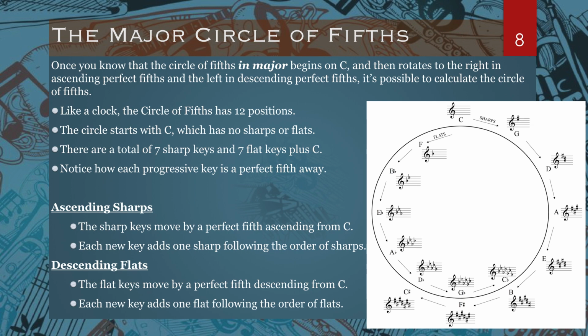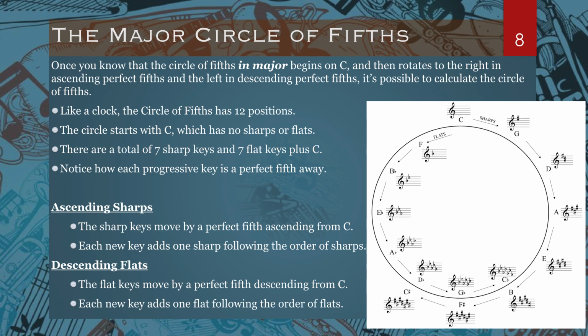It's the same thing with the flats as you're going down and to the left of the circle of fifths. So we start on C with 0 sharps and 0 flats, and then we go to F, which has 1 flat. B flat has 2, E flat has 3, A flat has 4, D flat has 5, G flat 6, and C flat has 7 flats. So that's how you figure out your key signatures, and we use the letter name for the first note of each scale in the key signature.